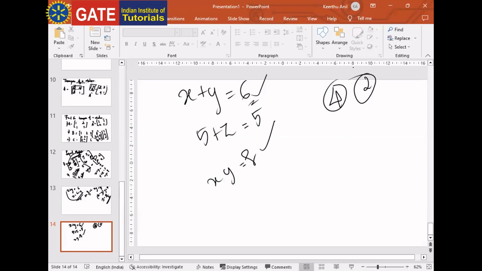So, if x and y are known, then that value you can directly get from here. z will be equal to 5 minus 5. Got it? Clear with it, no? Any doubts?